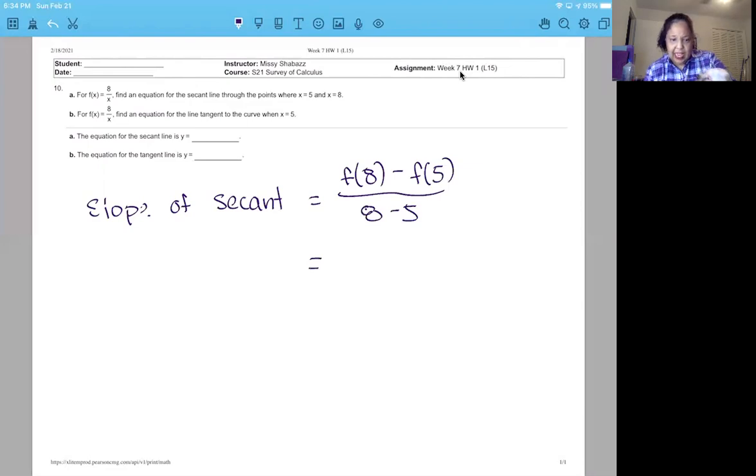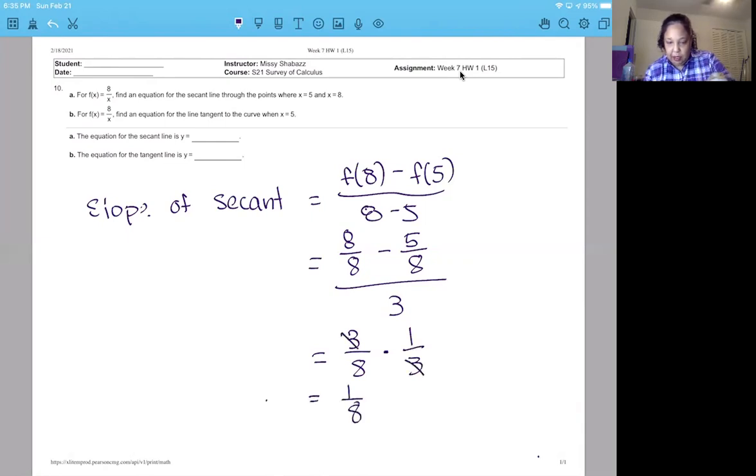All right, so if I plug in 8, I get 8 over 8 minus 5 over 8, all over 3. 8 eighths minus 5 eighths is 3 eighths. Let's multiply by the reciprocal, which is 1 over 3. And that gives me my slope. My slope is 1/8. All right, I can use either point. I'm going to use 8 because when I plug in 8, I'm going to get 1. So I have a slope of 1/8 and a point of (8, 1).